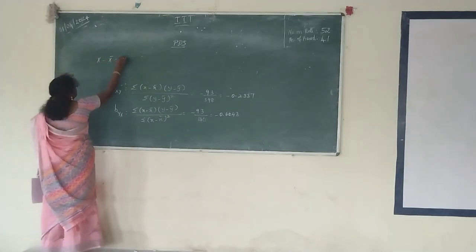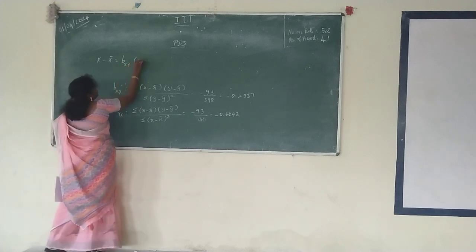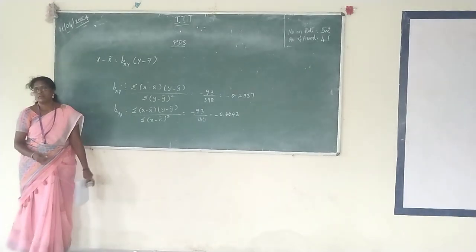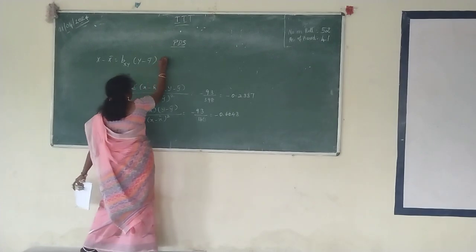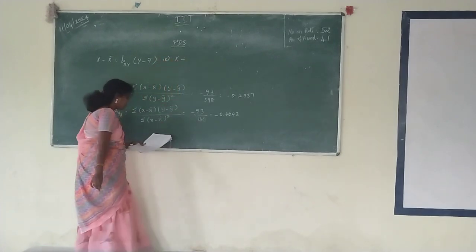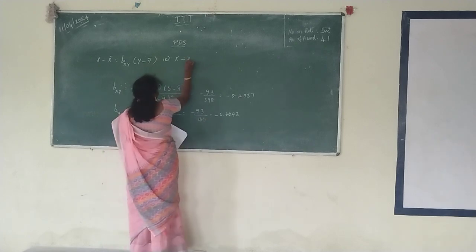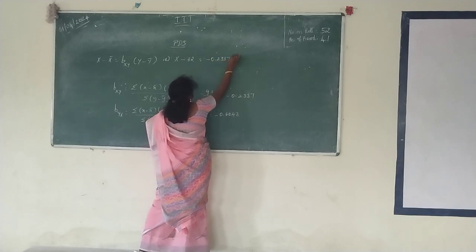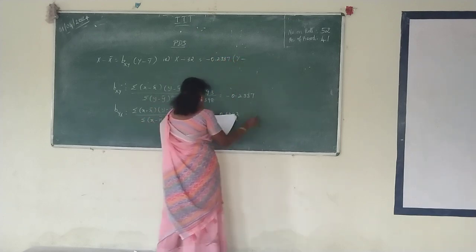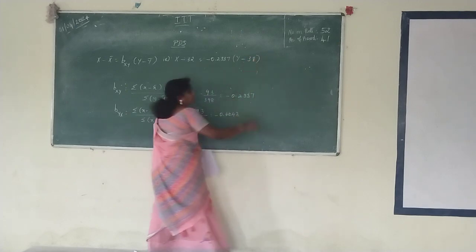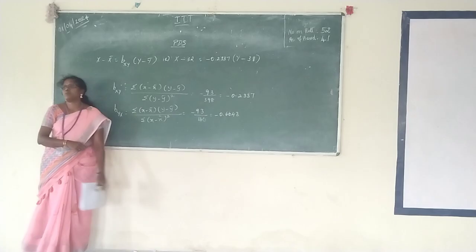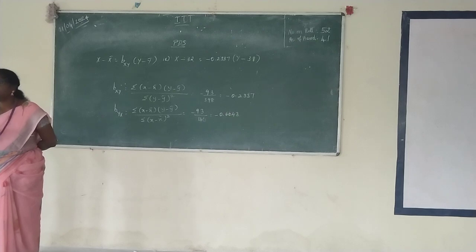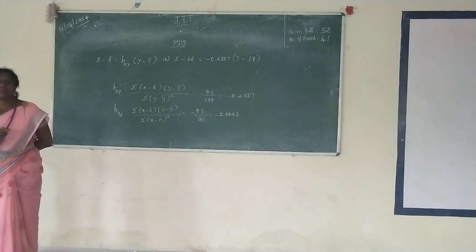x minus x bar equals b x y into y minus y bar. This is the regression equation of x on y. Substitute all the data. That is x minus x bar, x bar value is 32, equal to b x y, minus 0.2337, into y minus y bar, which is 38. This is the regression equation of x on y. What is the meaning of x on y, ma'am? What is the meaning of x on y?